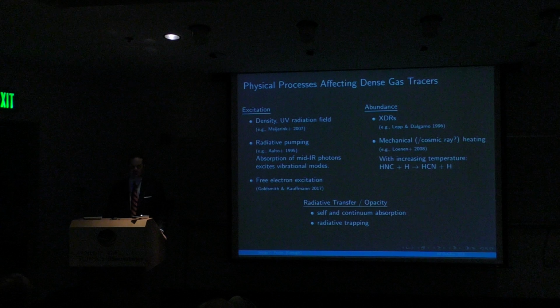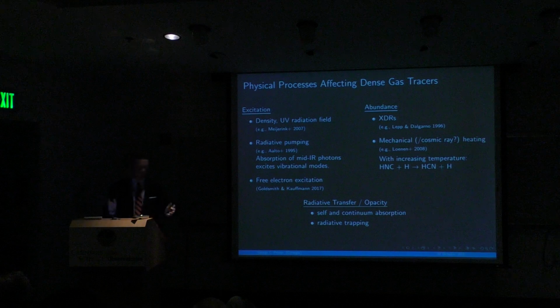The HCN molecule has a 14 micron absorption band, so if you have a bright infrared source and high column, you can radiatively pump the HCN emission. That'll also, of course, change your line ratios. You can also excite the HCN molecule via collisions with electrons and enhance it that way, via free electron collision. And those are all kind of excitation type effects.